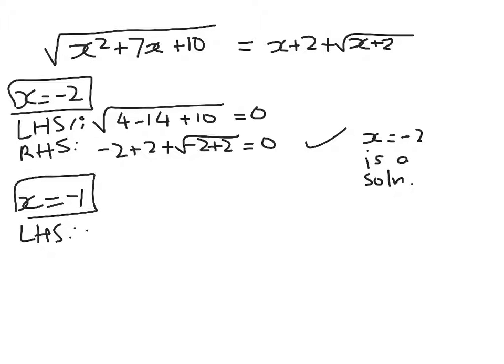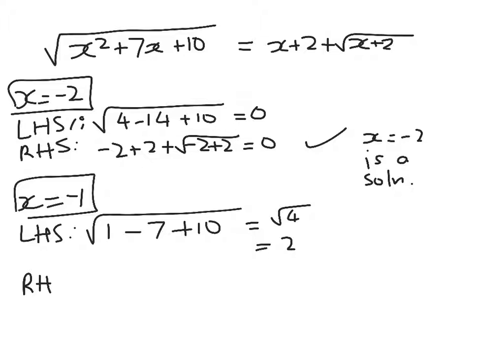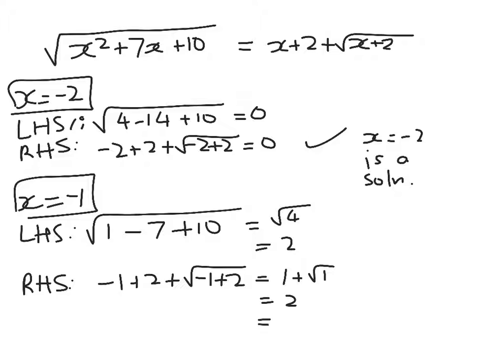And we'll do the same thing for x equals negative 1. Left hand side gives me the square root of 1 minus 7 plus 10, which is equal to the square root of 4, which is 2. Right hand side, what do we have? Negative 1 plus 2, which is equal to 1, plus the square root of negative 1 plus 2, the square root of 1, which is 2. And that equals the left hand side. So in this case, both of those values are valid solutions.